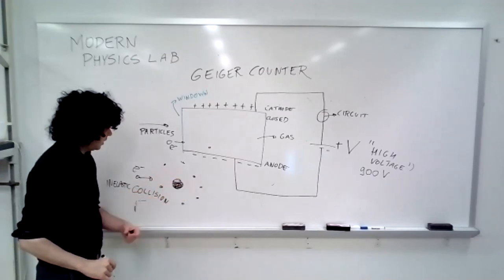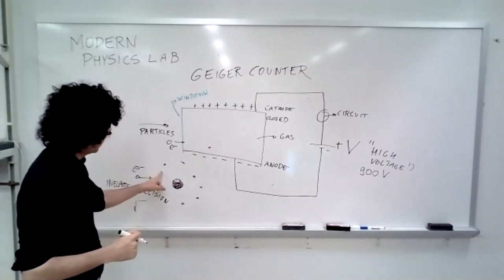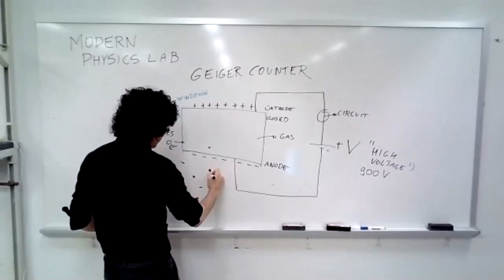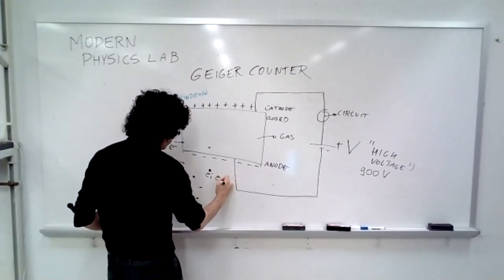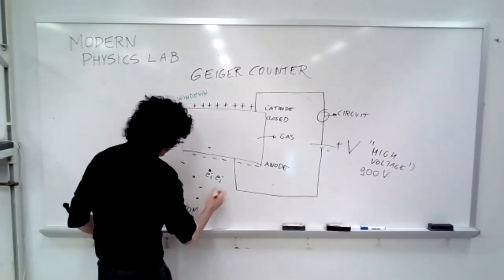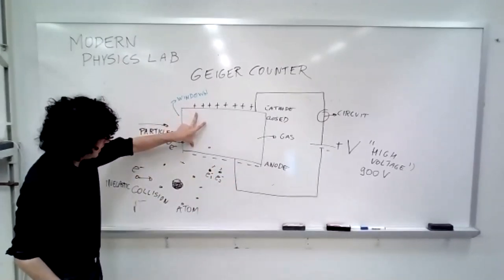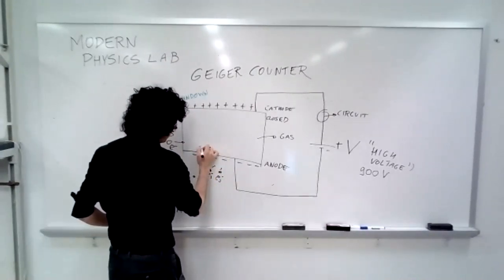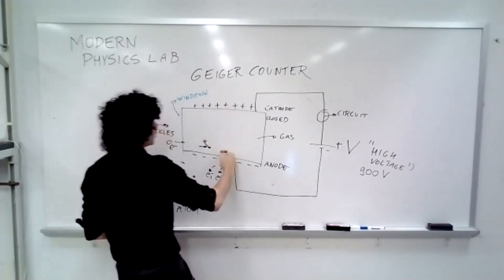And after it collides with the atom, the atom will emit another electron. So we end up with two electrons, E1 and E2. So the electron ionized the atom. And there's a high voltage between these plates, so now there was a collision and two electrons were emitted. So the original electron will travel towards the anode.